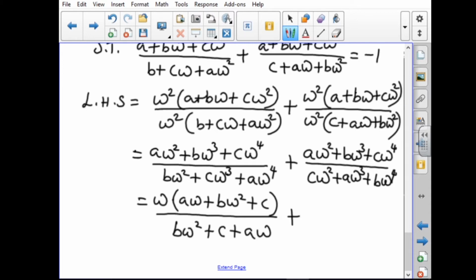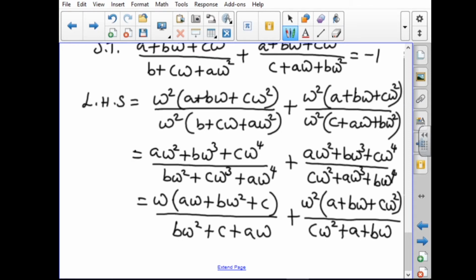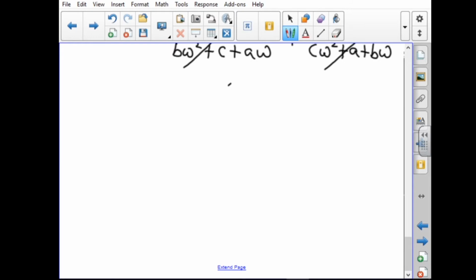Here we have to take omega square outside because we need to get a in the numerator. So omega square can be taken outside: a plus b omega plus c omega square. Taking omega square outside, we get the denominator as c omega square plus a plus b omega. Now the numerator and the denominator have the same term, so you can cancel this. So here only the term omega will remain, and here we get omega square.